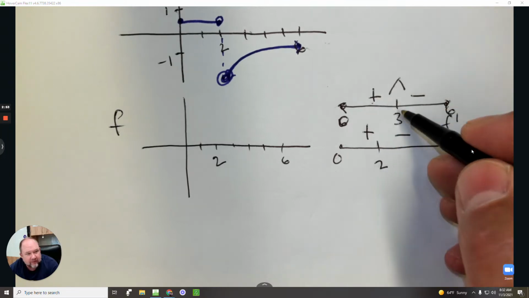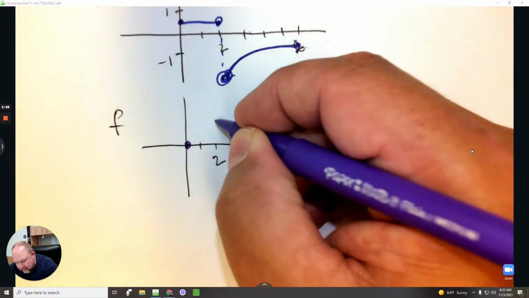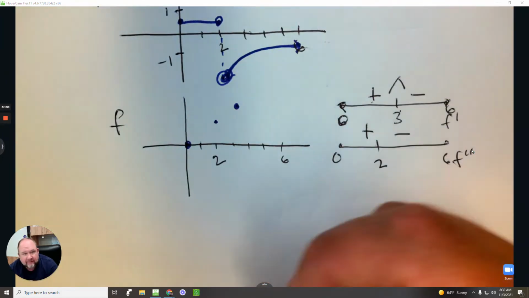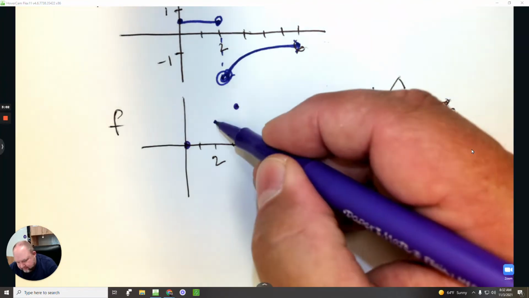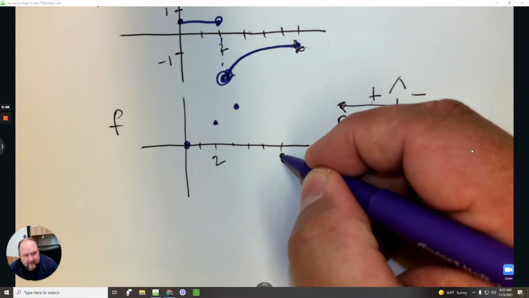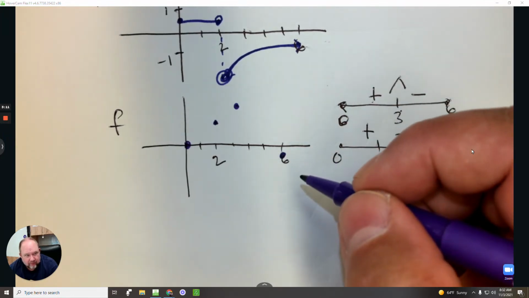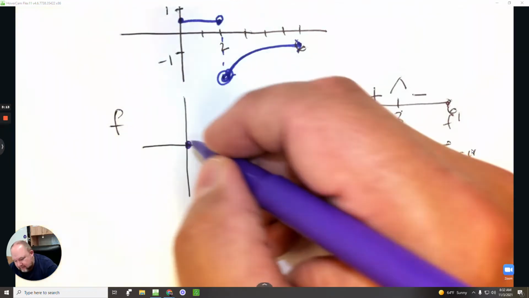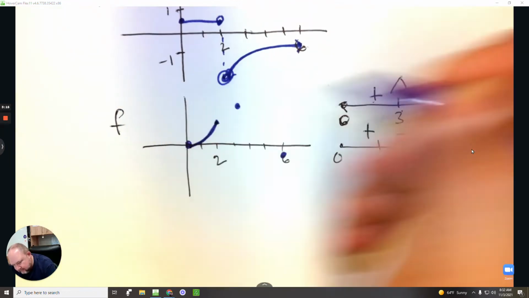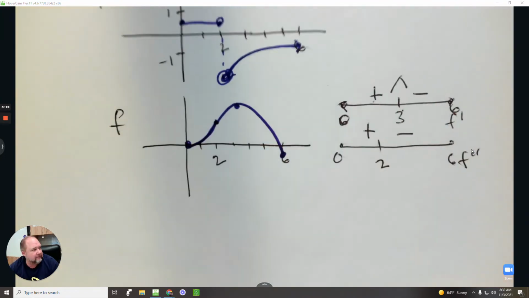So it increases up to 3. So I don't have a starting point, but I know it increases up to 3. So there's my 3. And I know it increases up to there, and then it decreases back to here. And now it's just a matter of connecting with the right curves. So it's concave up, and then it's concave down. And there it is.